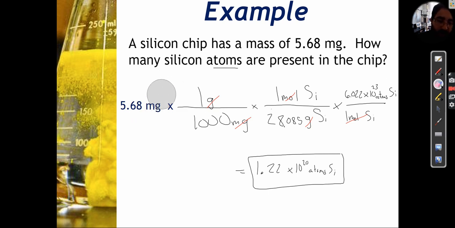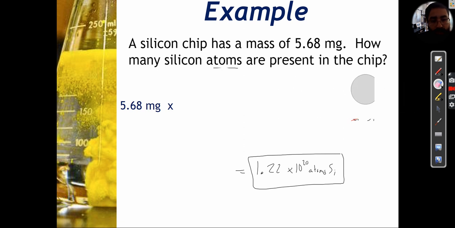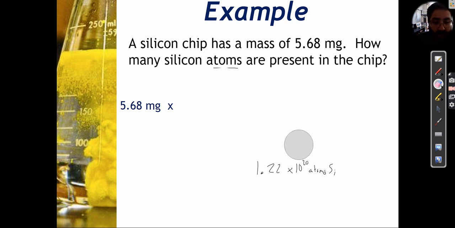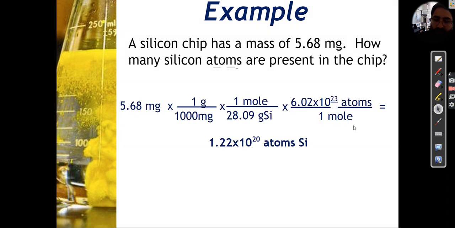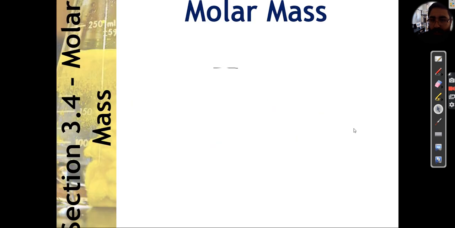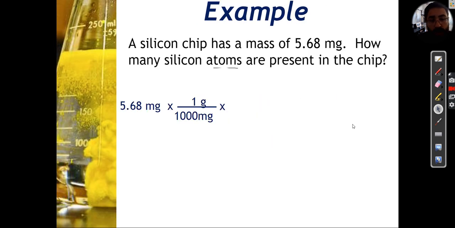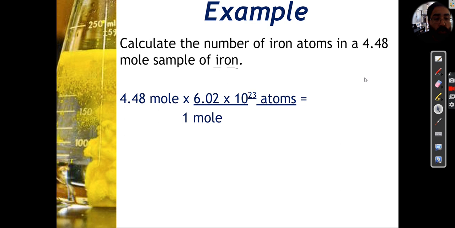Now, number of atoms, very, very important when we talk about chemical equations, chemical reactions, right? So very, very important that we're able to go back and forth between them. And I think this is it for this section of notes. Yeah, it is. What we're going to talk about is molar masses on the next section. Molar masses of compounds.